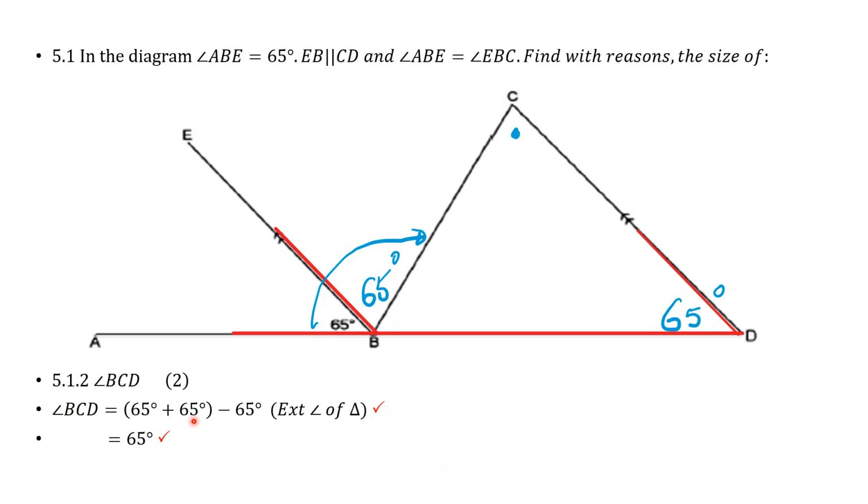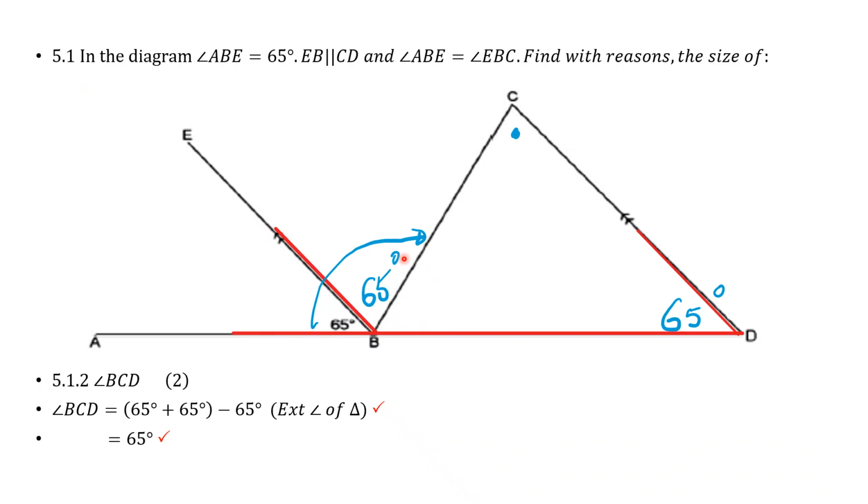So there's 65 plus 65, which is 130, minus 65. Exterior angle of a triangle equals the sum of the two opposite interior angles, and I have an answer of 65 degrees.